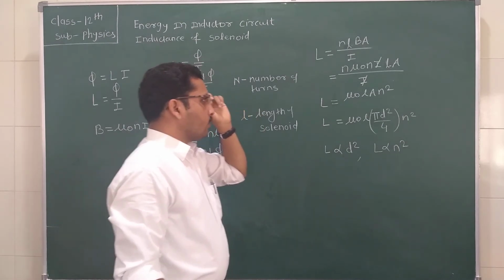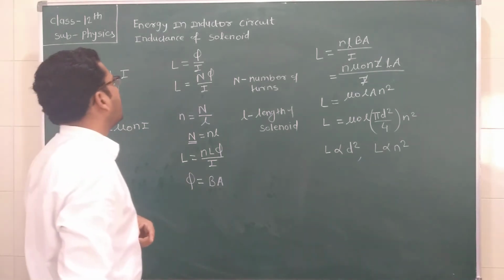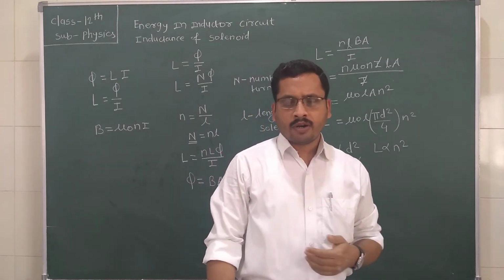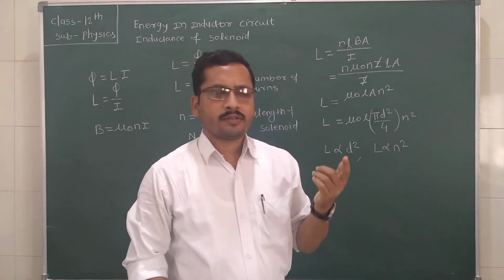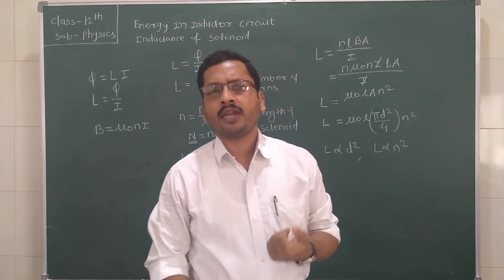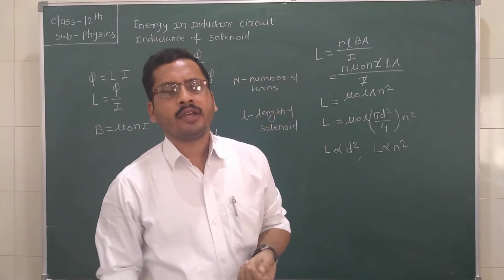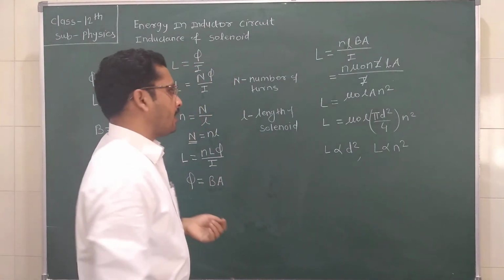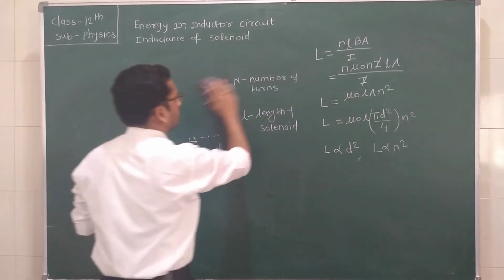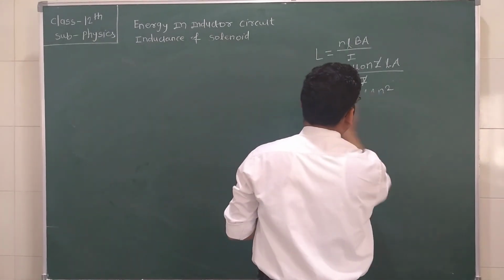So in this way today we discussed the energy in an inductor circuit, and we also learned about the inductance of a solenoid. Now in the next part we will see what happens when the inductors are connected in series combination or in parallel combination. So what is the resultant inductance in the series combination and in the parallel combination? There are two conditions, when the inductors are connected in series and when the inductors are connected in parallel. Then what is the effective inductance of the circuit?